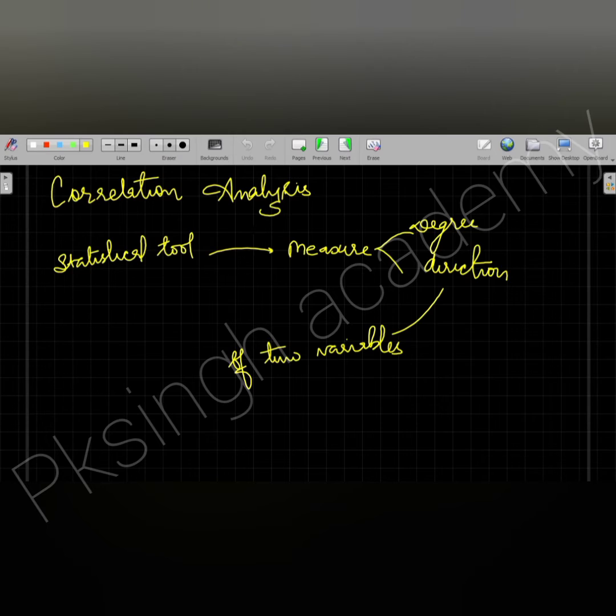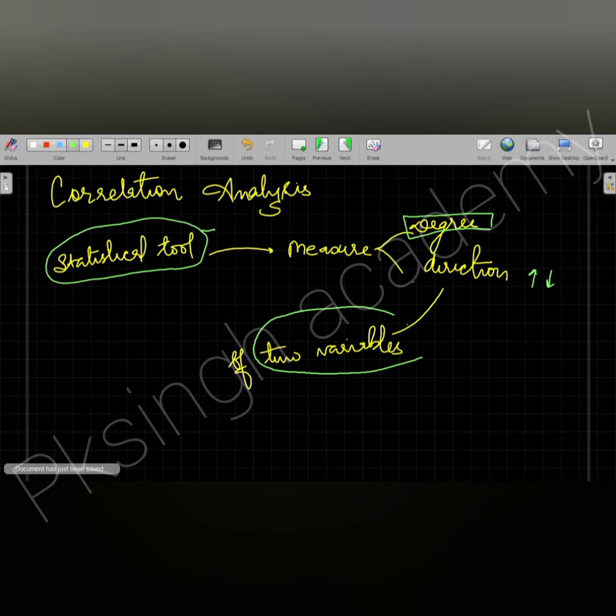Now we'll see correlation analysis. What is correlation analysis? Correlation is a statistical tool, because it is basically used in statistics. It's a statistical tool which measures the degree and direction. Degree means highly positive, highly negative, and direction means whether it is moving upward or downward. Clear? Of what? Of two variables, because correlation studies the relationship between two variables.